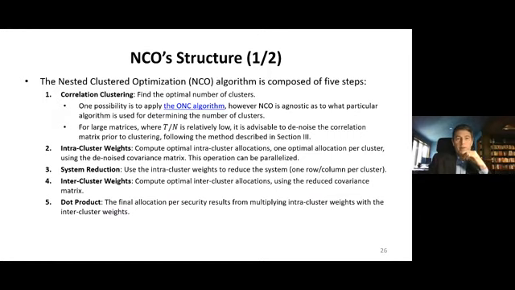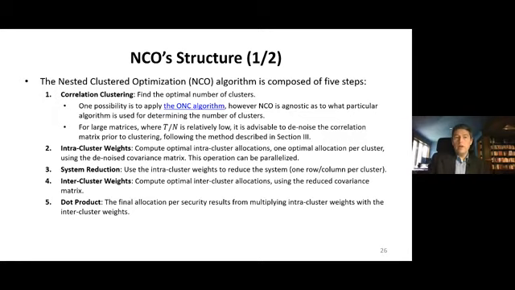Step number 1 is correlation clustering. The first thing we need to do is apply clustering algorithms, whether agglomerative or hierarchical, the algorithm of your choice. You can use the optimal number of clusters algorithm, the ONC algorithm, but you can apply other algorithms. The important thing is that now we are able to make a partition of our investment universe. The partition means that each security will belong to one and only one cluster.